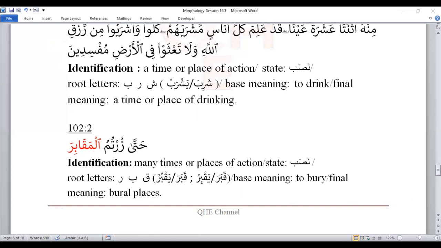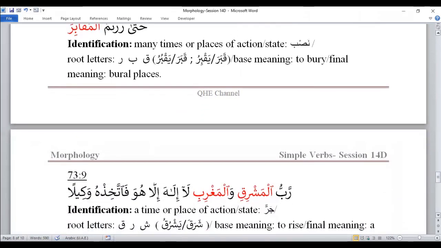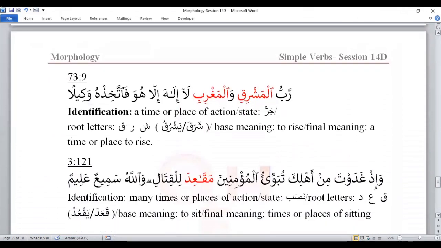Now let's go over some more verses in which I already identified the ismu verb, inshallah. Over here we have al-mashriq, al-maghrib. Al-mashriq is a time or place of action. This is obviously a singular word, so we can tell from the ending vowel what state it is. This has kasra, so this is in the state of jar. Root letters: sheen, ra, qaf. It takes the pattern sharaqa, yashruqu. Base meaning: to rise. Final meaning: a time or place to rise.